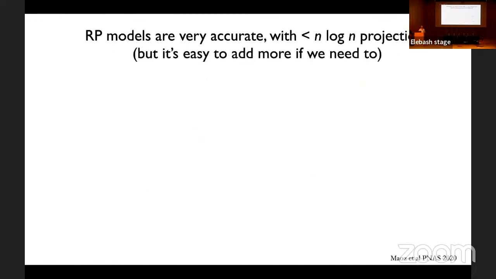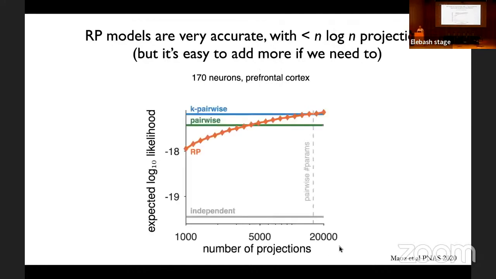And then when we go up to the largest population we had at the time, which is 170 neurons, you cannot really talk about the probability of individual patterns of 170 neurons because they never repeat. So you look at likelihood values for these 170 neurons. And we can play with the number of projections that we use. Unlike the pairwise model, you can pick as many projections as you can, if you can actually learn the model. So what I'm showing here is the likelihood value of the independent model, just for reference.